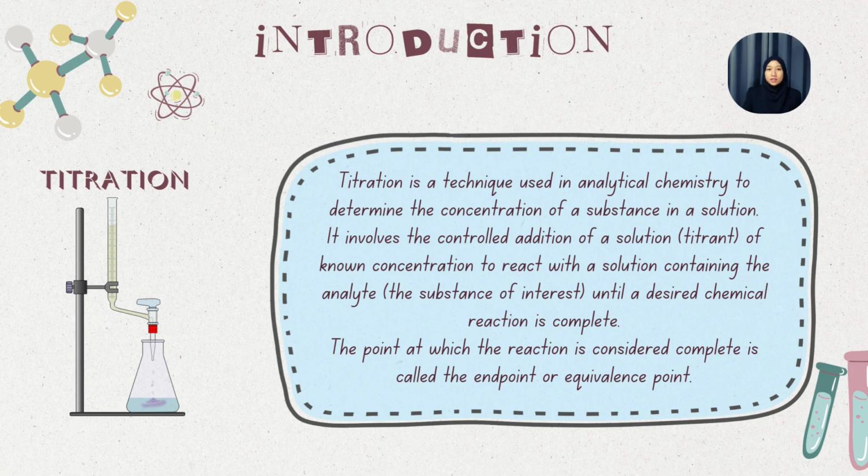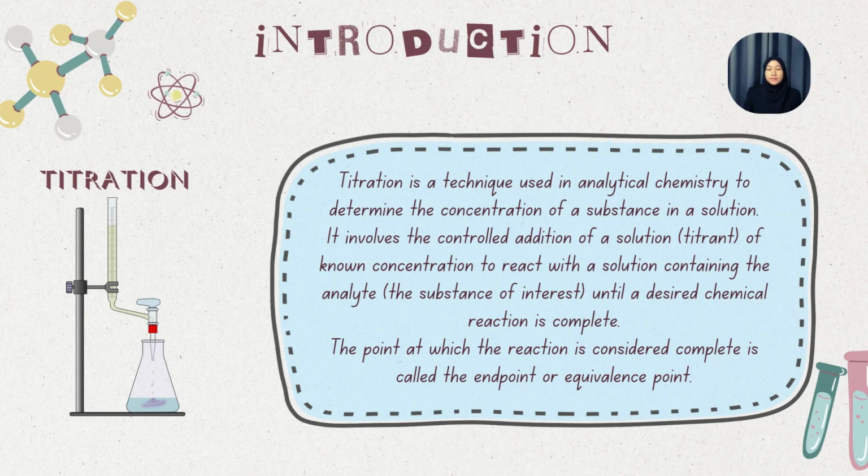Titration is a technique used in analytical chemistry to determine the concentration of a substance in a solution. It involves the controlled addition of a solution, which is the titrant of known concentration, to react with a solution containing the analyte, which is the substance of interest, until a desired chemical reaction is complete.